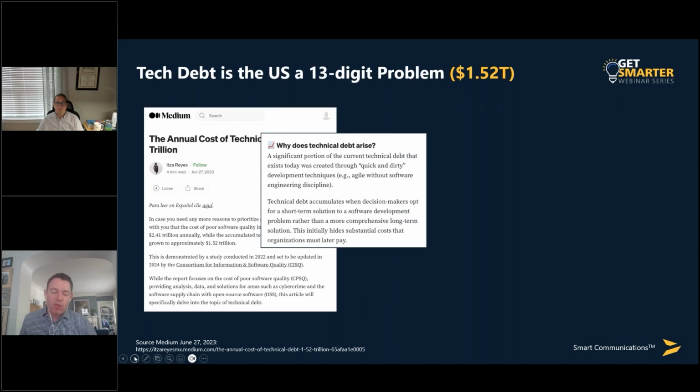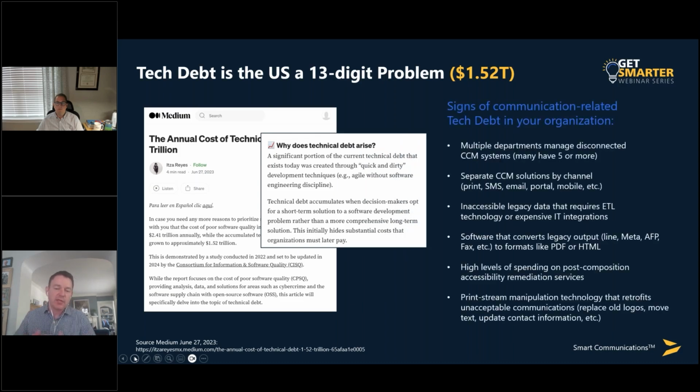And the symptoms that often transpire as a result of this technical debt, specifically around customer communications, there are a lot of ways that this can potentially show itself inside of an organization. It's things like having separate departments managing those discrete customer communication solutions, or having separate communication solutions by channel.